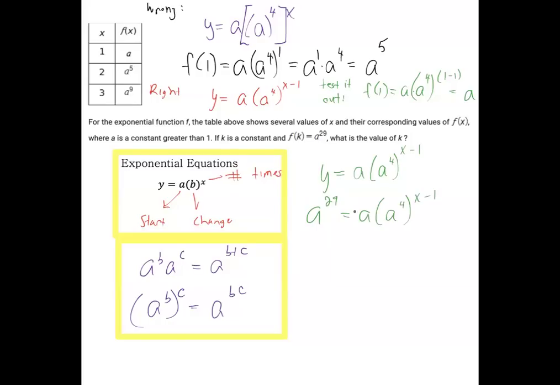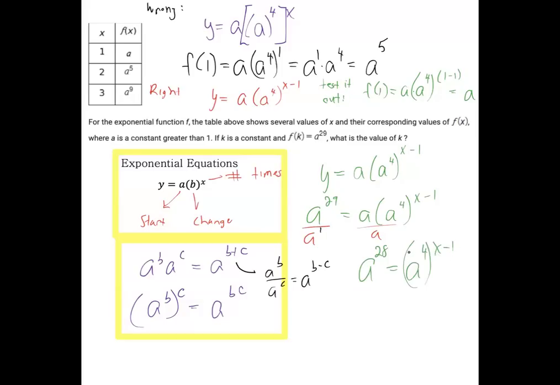and start solving. One easy thing we can do right now is divide both sides by a. And we're going to have to use the opposite of this rule, which says if I have a to the b over a to the c, that's a to the b minus c. So here you've got a to the 29th divided by a to the 1, and that's going to be a to the 28th. So right now we've got a to the 28th equals a to the fourth to the x minus 1.